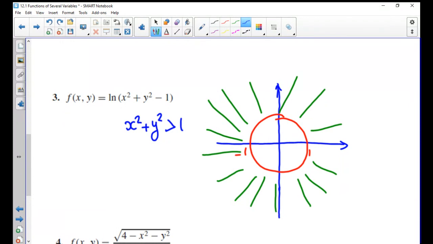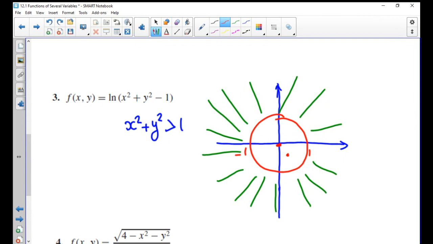What we're saying here is that if you take a point inside the circle, can you find the f? Will you be able to find f? No. For example, f of 0, 0. Try f of 0, 0. It will not work because 0 squared plus 0 squared minus 1 is minus 1. Can you find the square root of minus 1? No. So anything inside this circle is not in the domain.